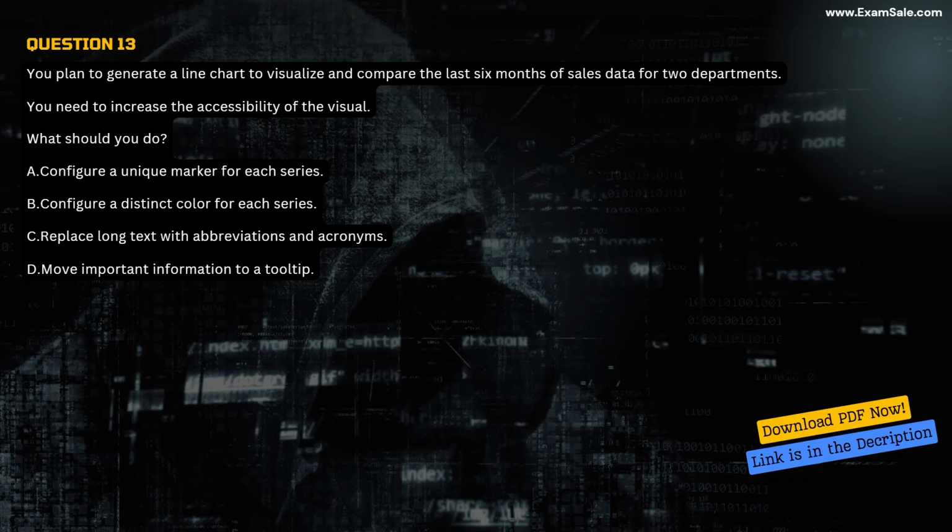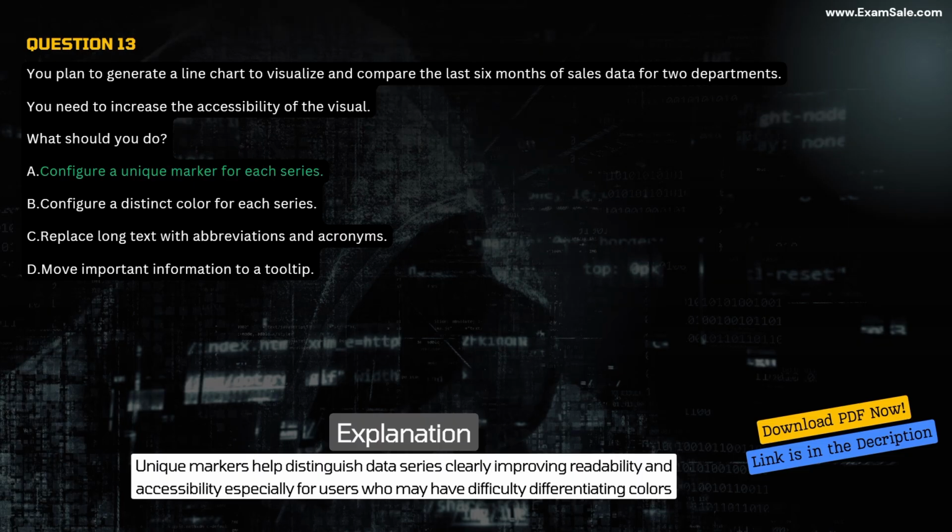Question 13. You plan to generate a line chart to visualize and compare the last 6 months of sales data for 2 departments. You need to increase the accessibility of the visual. What should you do? A. Configure a unique marker for each series. B. Configure a distinct color for each series. C. Replace long text with abbreviations and acronyms. D. Move important information to a tooltip. Correct answer A. Unique marker. Explanation.